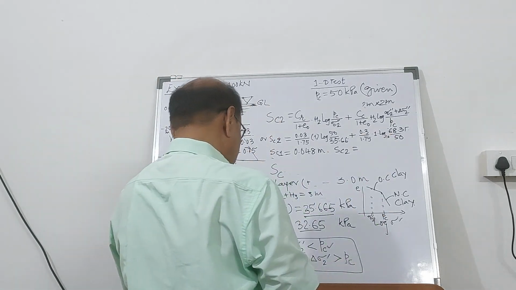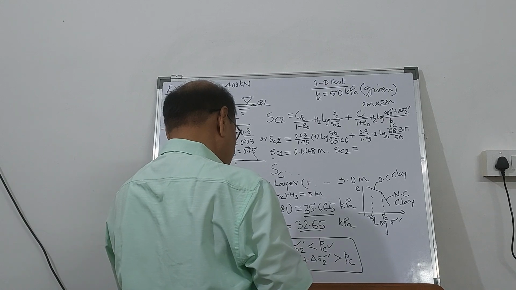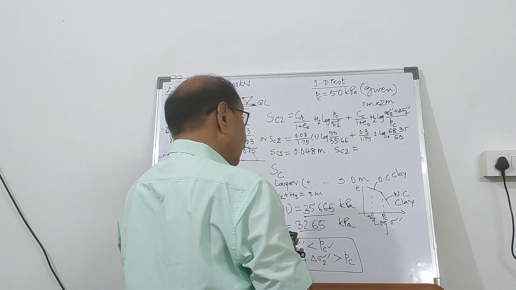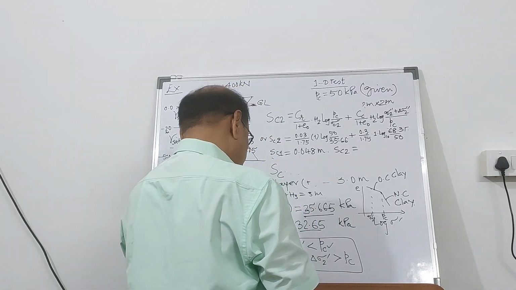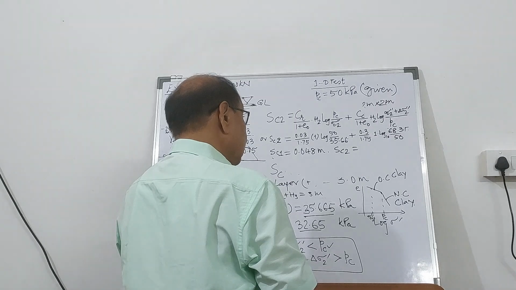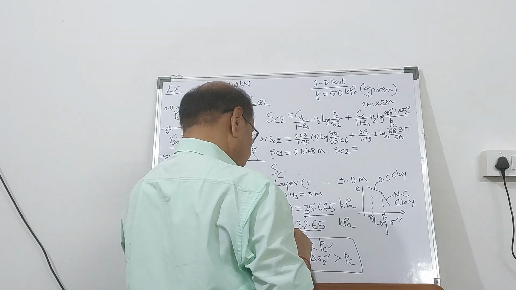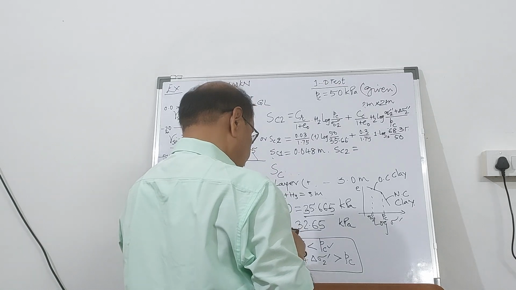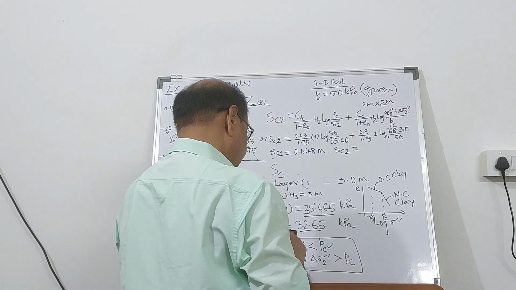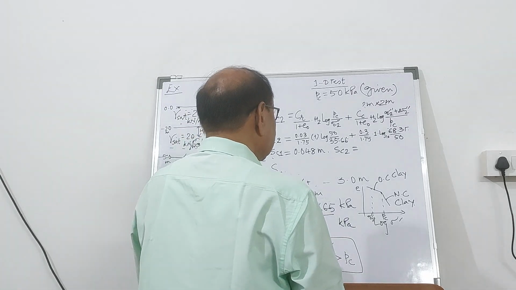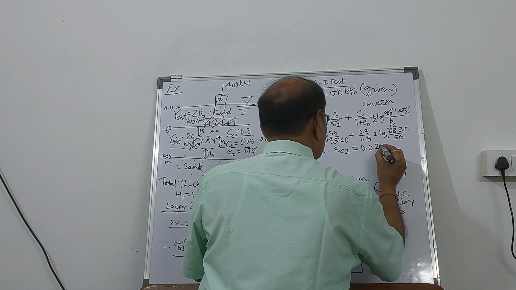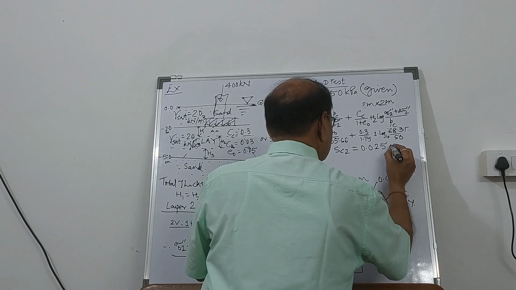plus here log of 68.31 divided by 50 into 0.3 divided by 1.75. This is going to be 0.025 meter.